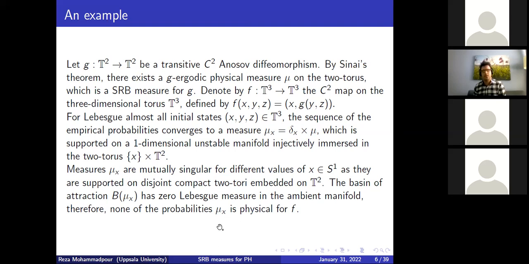And as an exercise, one can show that in fact the set of observable measures is equal to the set of all mu x. So for this simple system, there is no physical measure, but an observable measure exists, as Catsigeras and Enrich proved. So that was the example.